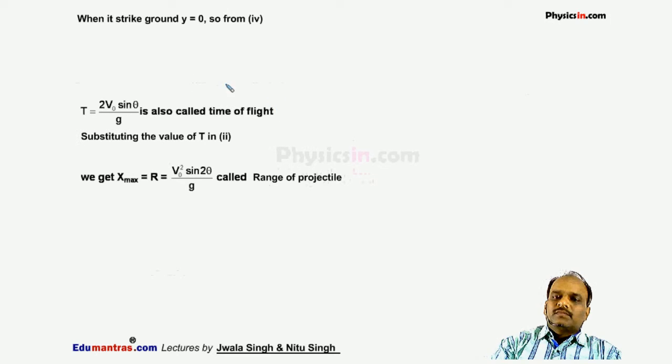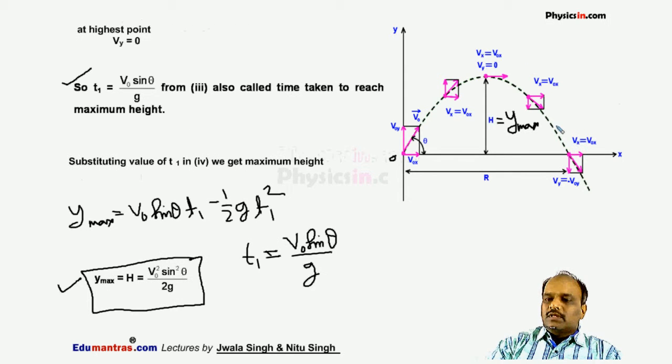Now, when the particle strikes the ground, when the particle falls on the ground, if you see, y goes on decreasing. Before striking the ground, y becomes 0. Usually students say before striking, vy becomes 0, but it is not true.